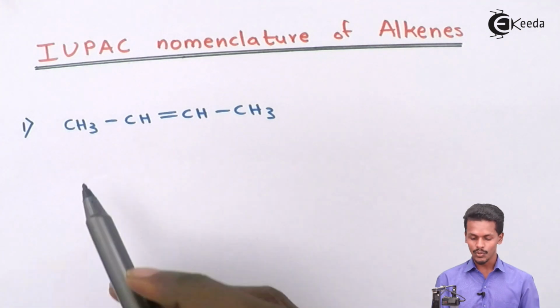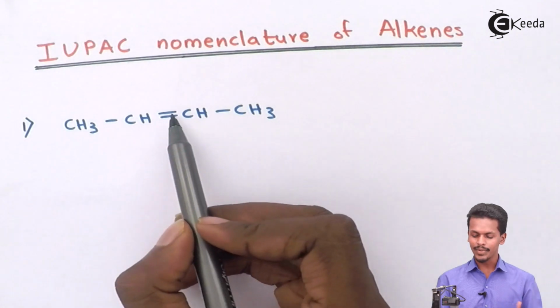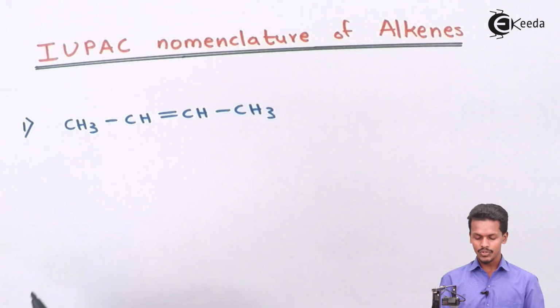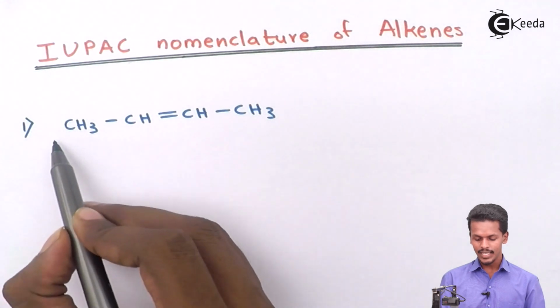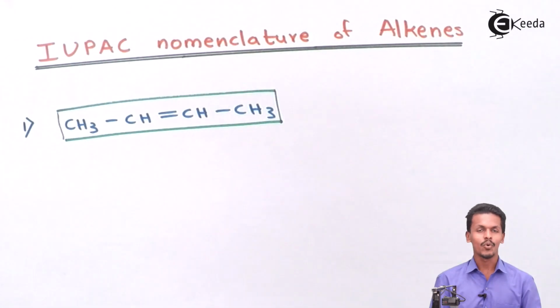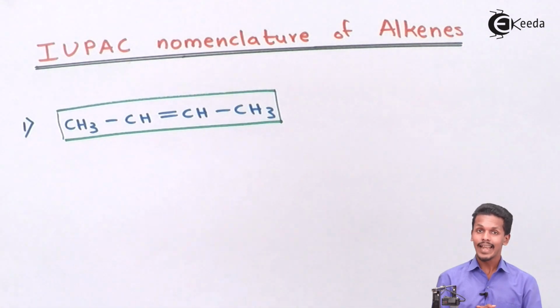So this is the first molecule that we have. It is very easy to understand that this is an alkene because of the carbon-carbon double bond. There is no need to select the longest chain because it doesn't consist of any branching. Even if we selected this as the longest chain, it won't make that much difference. But let us give the numbering.